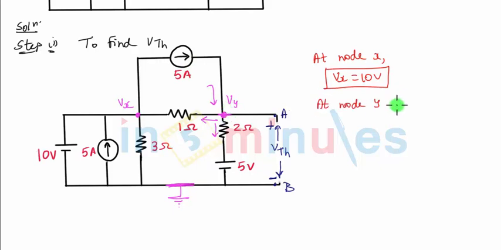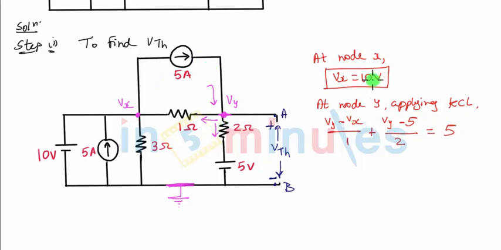I am saying at node Y applying KCL. So outgoing currents equal to incoming currents. The outgoing currents are this outgoing current through 1 ohm resistance is going to be (Vy minus Vx) divided by 1, plus this vertically down flowing current is going to be equal to (Vy minus 5), because we go from positive to negative polarity, divided by 2, and this will be equal to the incoming current, that is of 5 amperes. This is equal to 5.